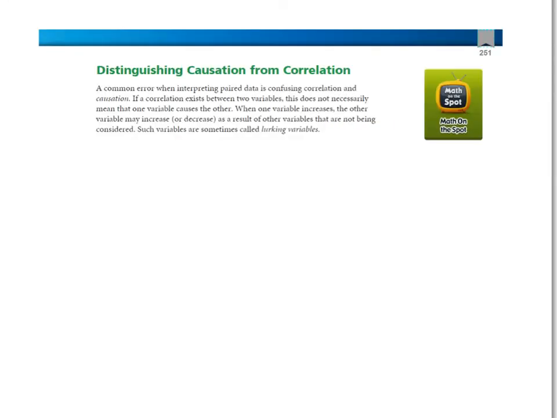The last thing we're going to look at here is distinguishing causation from correlation. A common error is when we interpret paired data as being confused between correlation and causation. If correlation exists, that means there's a relationship between the two of them. It does not necessarily mean that one variable causes the other. When one variable increases, the other one may increase or decrease as a result of other reasons. We call those variables lurking variables, or sometimes I've seen them called hidden variables as well.